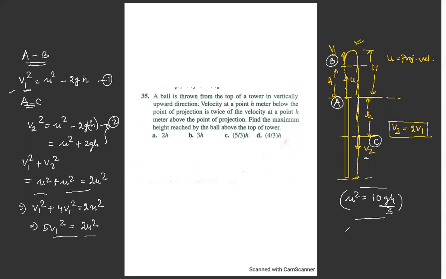So once you get this value, the maximum height H is equal to U square by 2G. Right? U square by 2G. So the answer is option C. Option C is the correct answer.